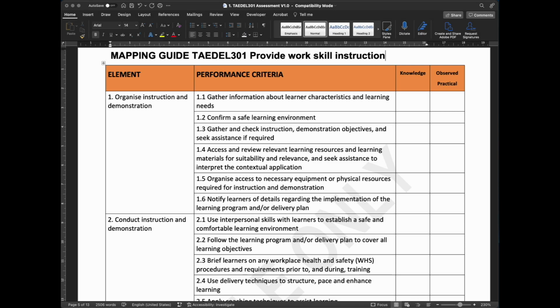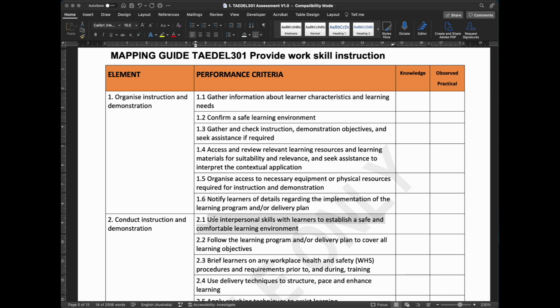I've selected a very practical unit. In this case, it's the TAE DEL301 Provide work skill instruction. If we look at element 2, conduct instruction and demonstration, and more specifically performance criterion 2.1, it's a really interesting performance criterion. It says: use interpersonal skills with learners to establish a safe and comfortable learning environment. Now that's something we need to be able to observe, but where do we even start?